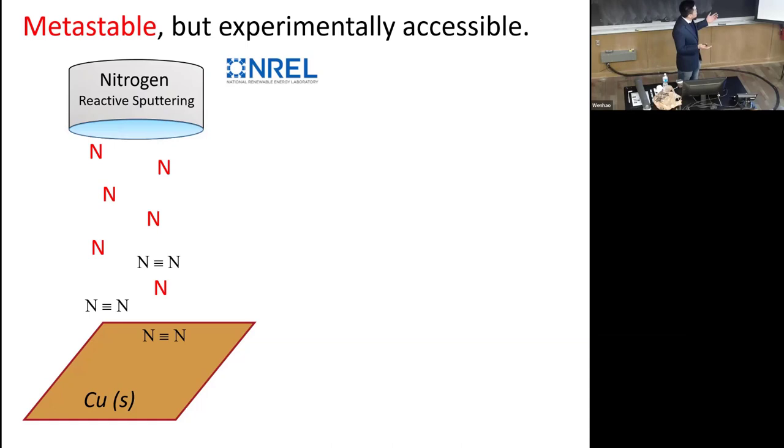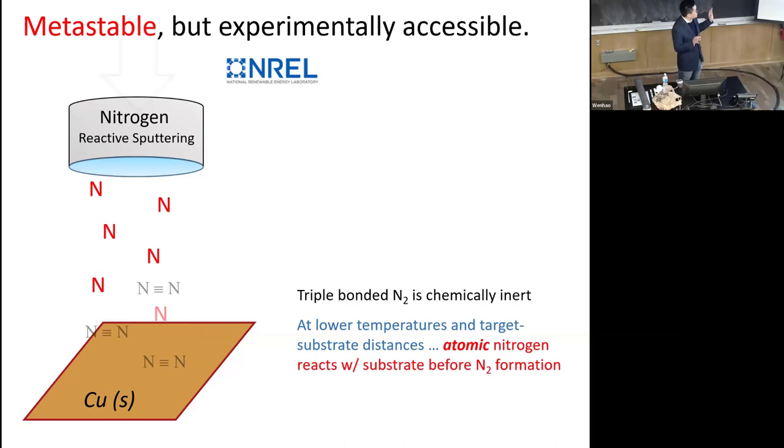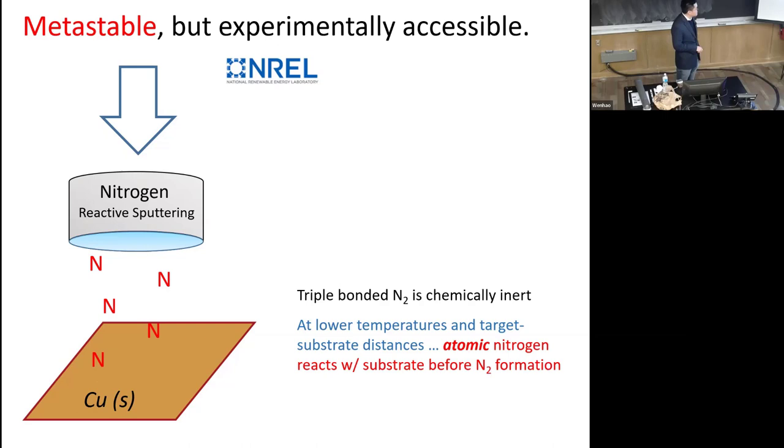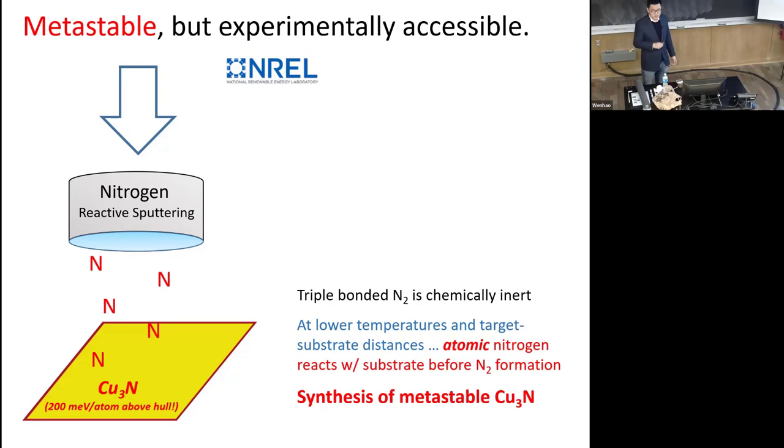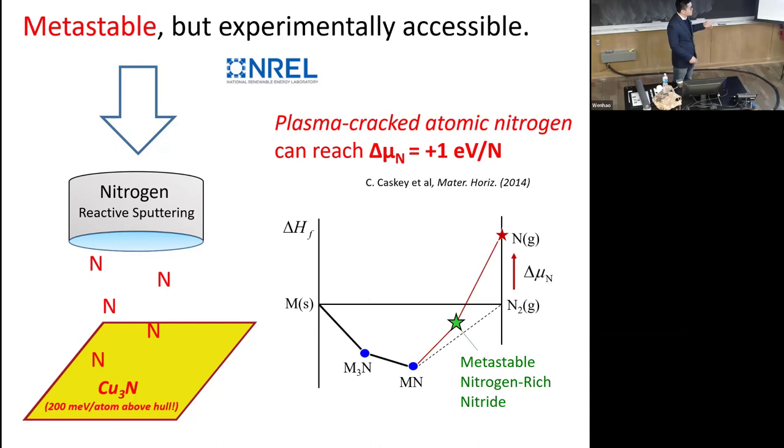But if you can reduce the target substrate distance and also the temperature, then you can get atomic nitrogen to react with copper, and you can synthesize a new phase, Cu3N, which is a metastable nitride that is 200 meV per atom above the hull. And if that number doesn't make much sense to you, it's a very, very big number. It's about 20 times what the average metastability is. And you can use this to benchmark that the chemical potential of nitrogen is +1 eV per nitrogen above the convex hull. So this is a new route to metastable nitrogen-rich nitrides, which can be used as semiconductors.